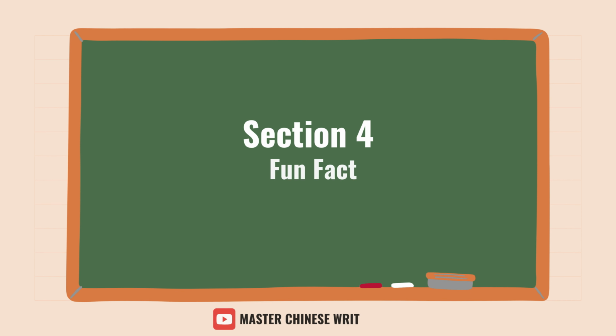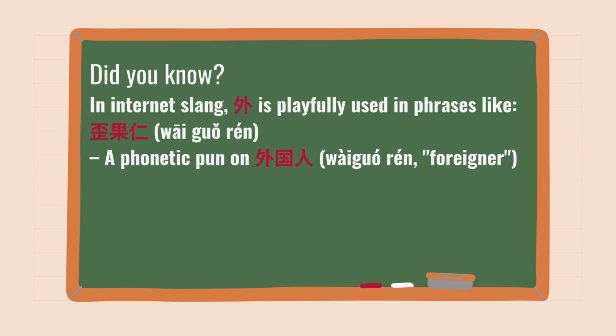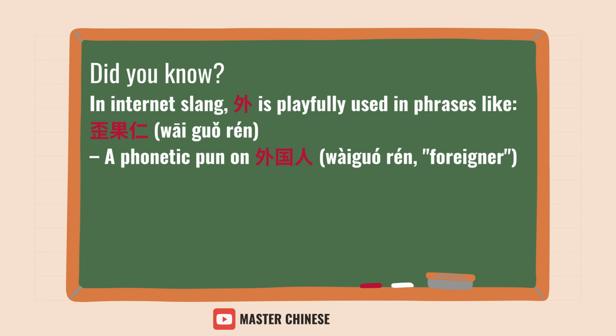Section 4. Fun fact. Did you know? In internet slang, 外 is playfully used in phrases like 外国人, a phonetic pun on 外国人, foreigner.